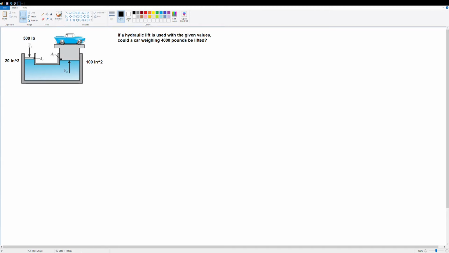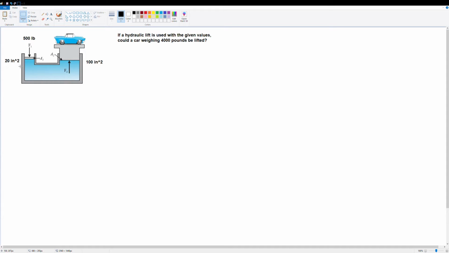All right, another common example you might see or test question is a hydraulic lift. A hydraulic lift uses confined fluid, which is not very compressible, to transfer the energy. In this example, I have 500 pounds exerted over this plate with a cross-sectional area of 20 square inches. So A1 is 20 square inches.